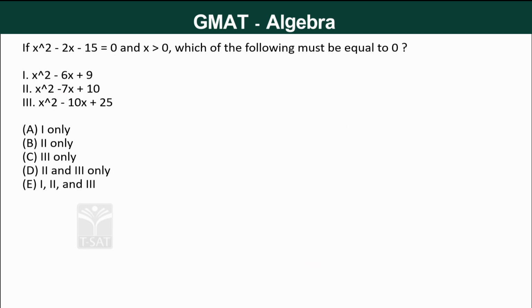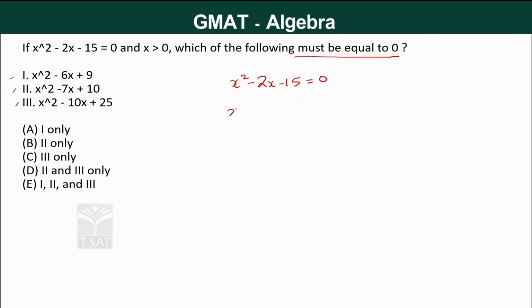If x square minus 2x minus 15 is equal to 0 and x is greater than 0, then which of the following must be equal to 0? There are 3 different quadratic equations given here. We have to check which of the following must be equal to 0. Okay. So now we have this quadratic equation, x square minus 2x minus 15 is 0.